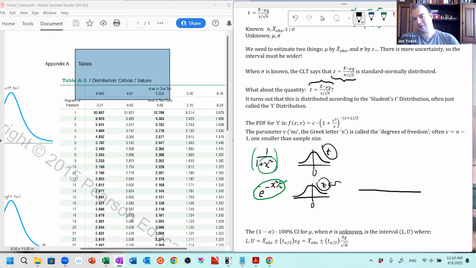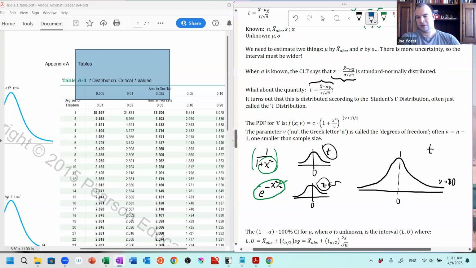So we actually have, say here, 0, and these are a bunch of different t distributions that are parameterized by a parameter called nu, the Greek letter nu. So this might be, say, a t distribution with nu equals 10, and then maybe I have one like this. It's a little flatter and a little wider. Maybe this is like nu equals 3.